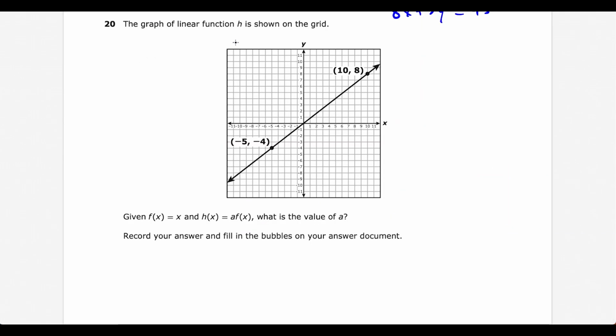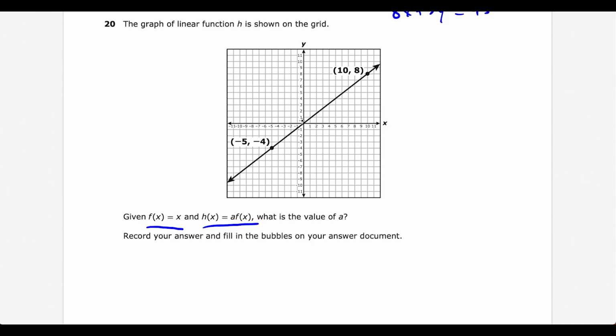Question 20 here, we have a graph of this linear function h shown on the grid, and we have f of x is equal to x. And then we have h of x is a times f of x, where a is some constant, but we have to solve for the value of a. So for this, since this is a graph of h of x, I would try to come up with the equation of this line. We could be pretty safe here to say that 0, 0 is on this line.